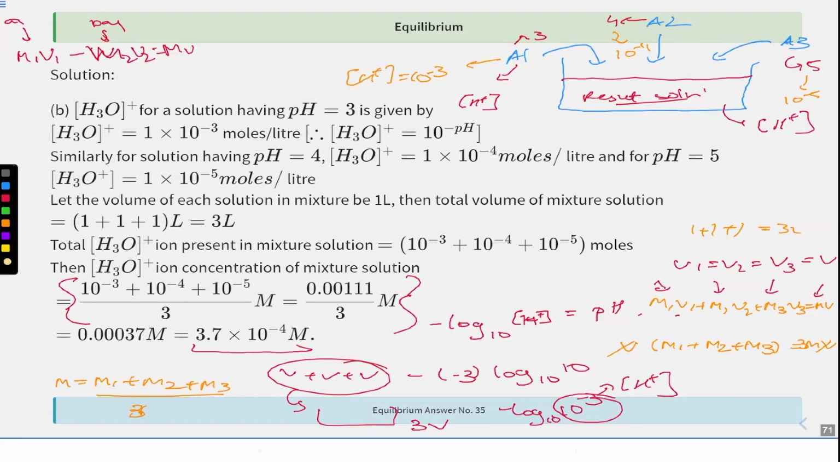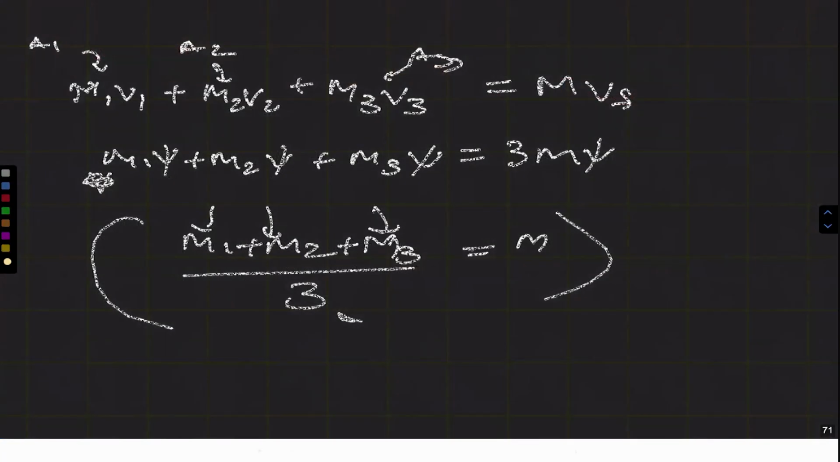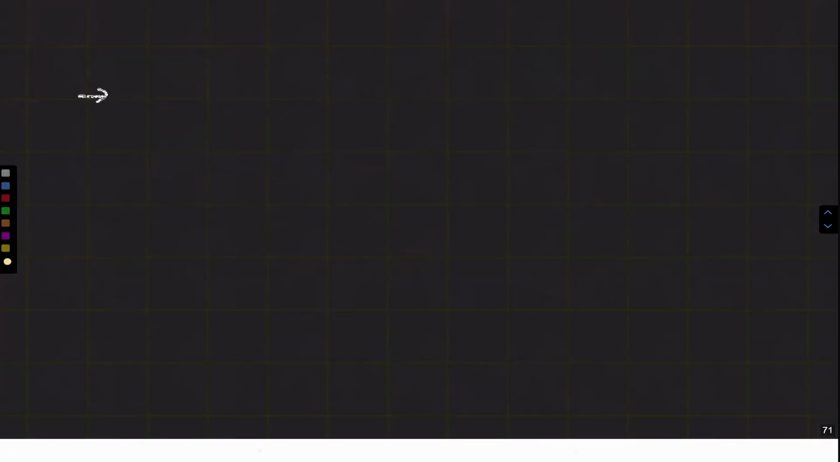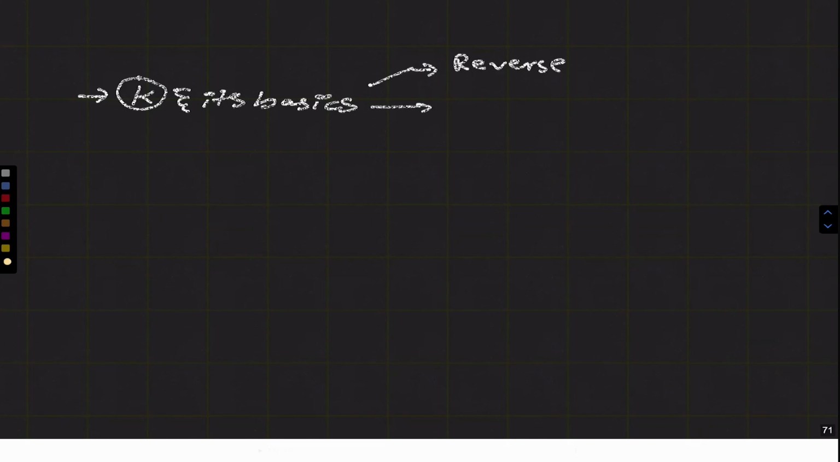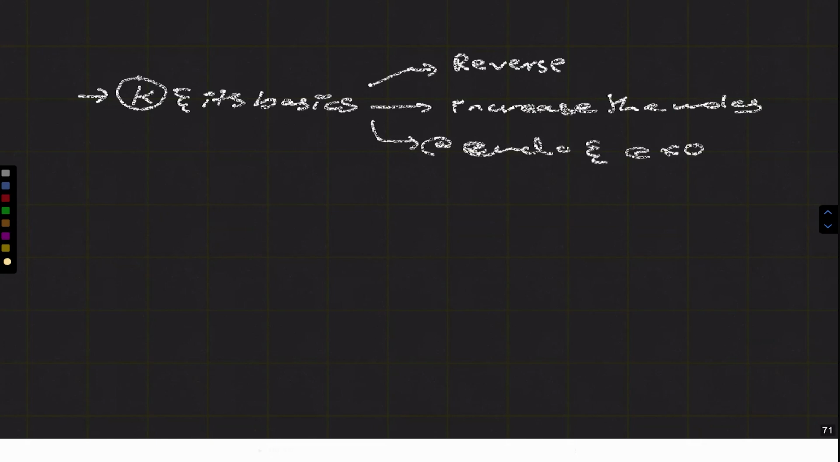Okay. So with that, we have technically completed the questions for equilibrium, both chemical and ionic. A few things you need to keep in mind over here. First, they have asked a lot of questions around the equilibrium constant and its basics. That means what will happen when you reverse it, what will happen when you increase the moles, and what will happen in endothermic and exothermic situations. You have to see those things.